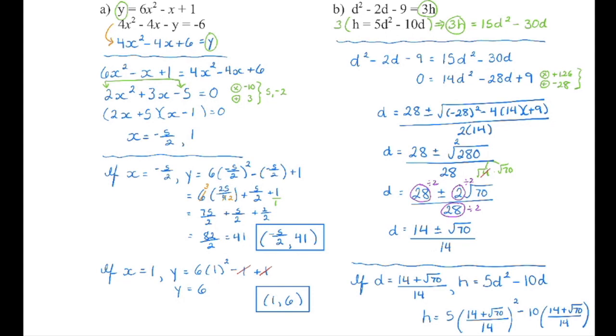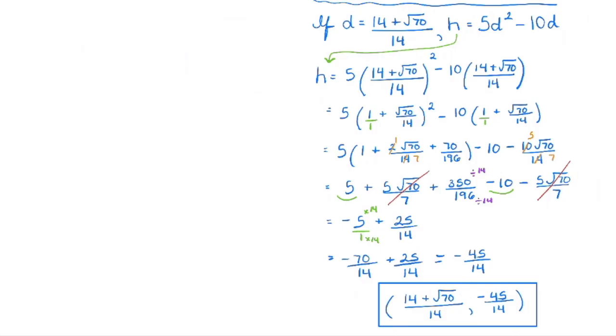I'm going to go through algebraically just so you can see how we would do this. So again, this is the equation I'm going to substitute into. I'm going to begin with my positive solution. So 14 plus square root 70 divided by 14, and I'm going to enter that in the place of both d's in order to solve for h. And now we're going to go ahead and simplify this. This is just for fun, so don't get too daunted by this. This is just how we could do it algebraically.